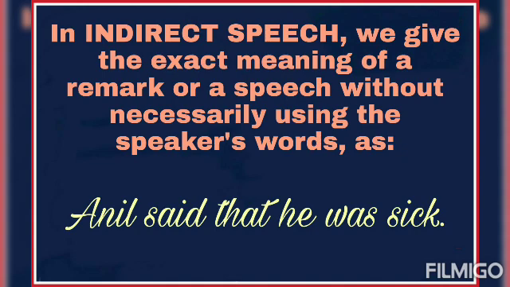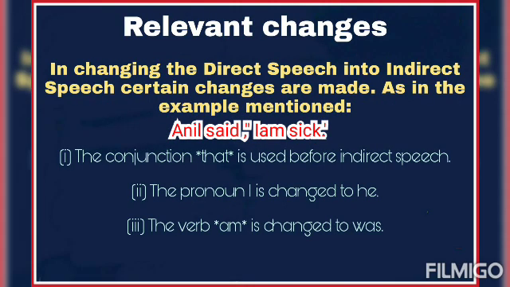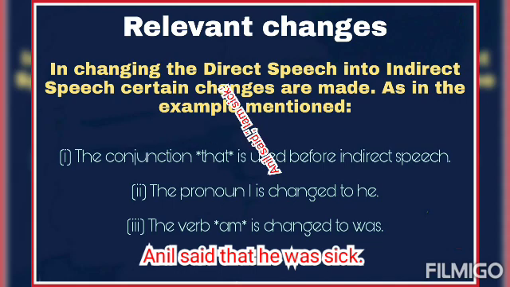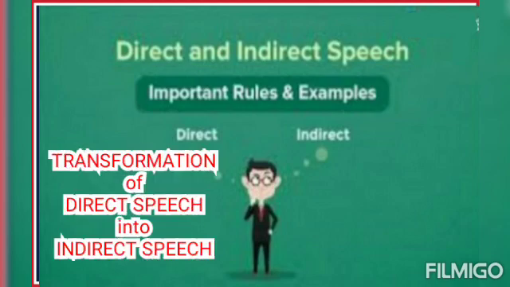Now, while changing this sentence from direct to indirect speech, certain changes are made. These changes are: a conjunction is used before the indirect speech, the pronoun I is changed to he, and the verb am is changed to was. Now let's see some rules to transform a sentence from direct to indirect speech.